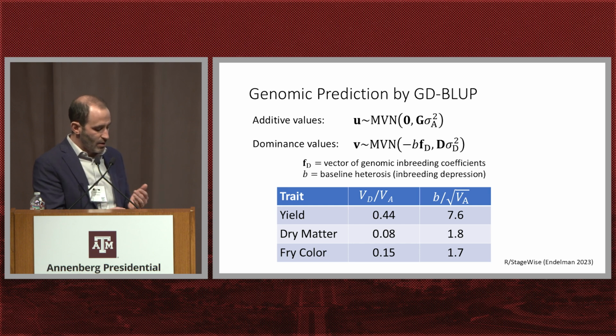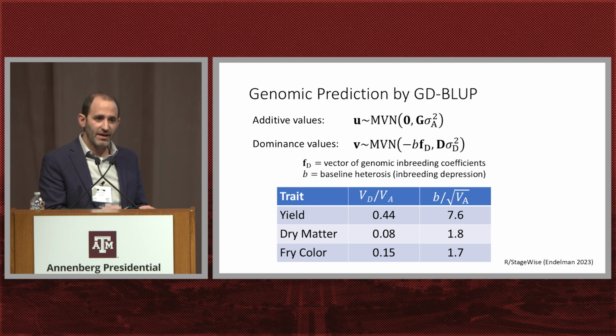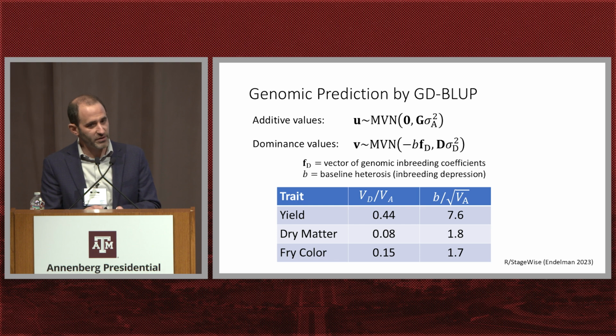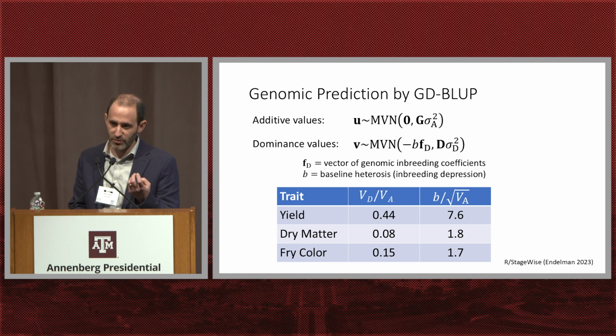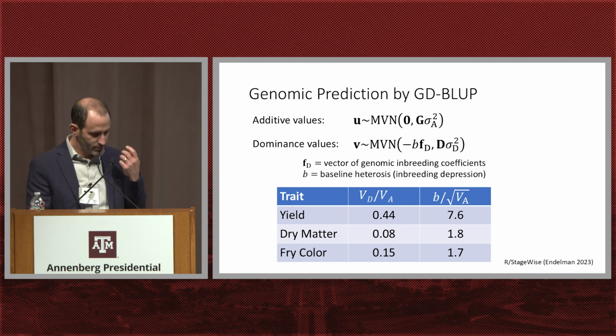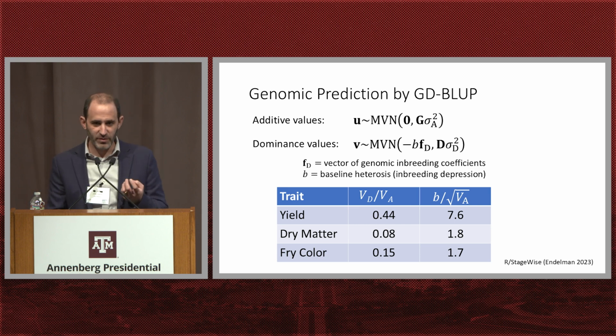So in practice, what does this mean? You compute these inbreeding coefficients from the marker data. You fit that as a fixed effect covariate in the model, and then the linear regression, the mixed model, tells you, okay, based on that covariate, you estimate that B parameter. That tells you how strong the inbreeding depression is for that particular trait. Well, what are those estimates with some real data?